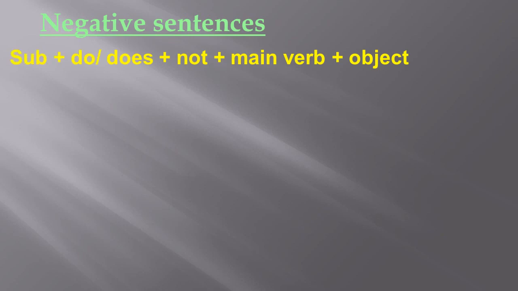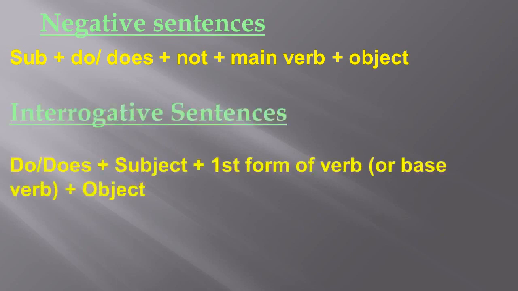Negative sentences. So how will we frame negative sentences? For that, the structure is subject plus do or does plus not plus main verb plus object. For interrogative sentences, the auxiliary or helping verb, that is do or does, will come forward, then subject, then the first form of the verb, or the main verb, or the base form of the verb, plus object.